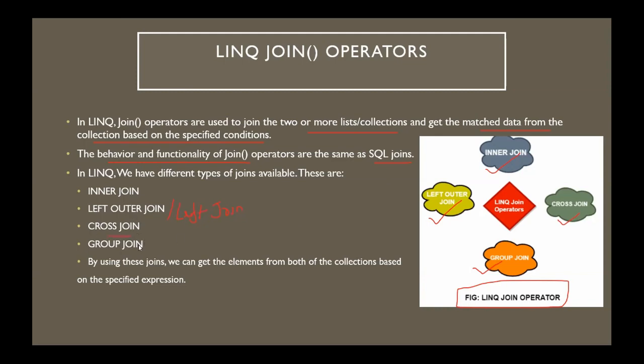You also have a cross join and a group join. By using these joins, you can get the elements from both collections, or more than two collections, based on specified expressions. We'll see each one of them one at a time.